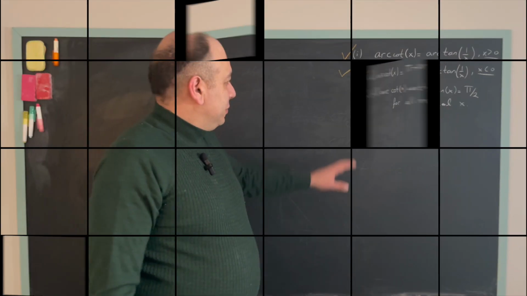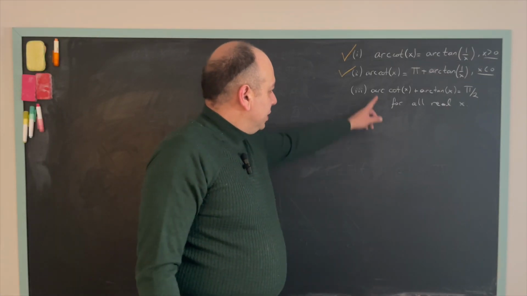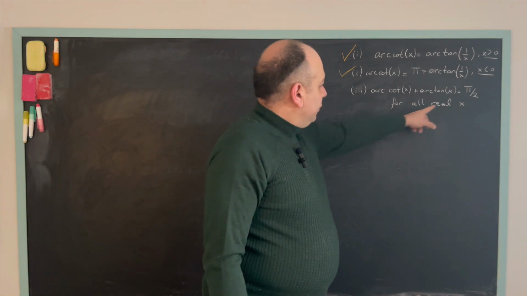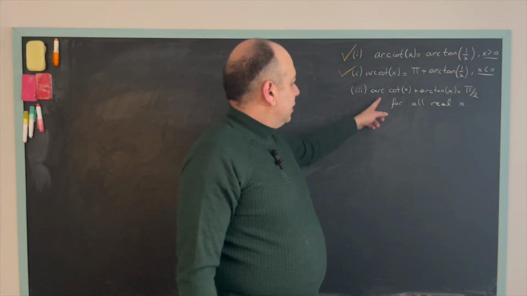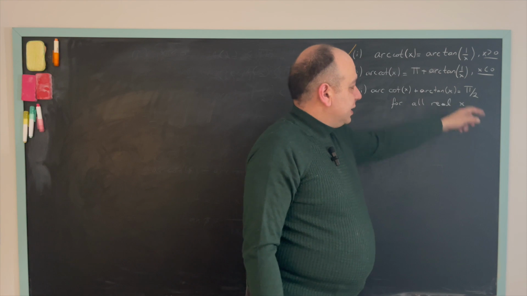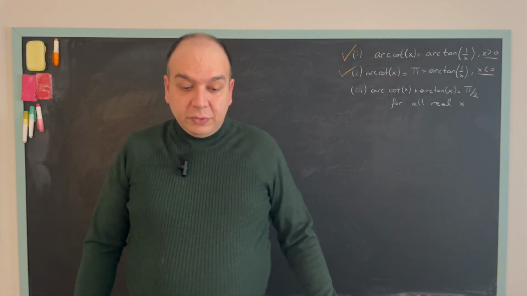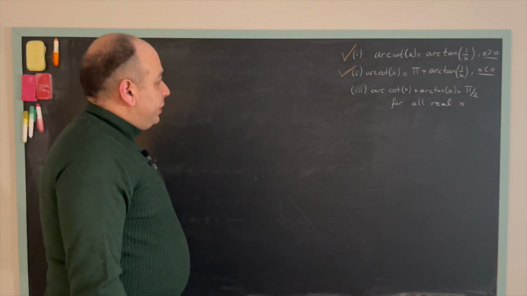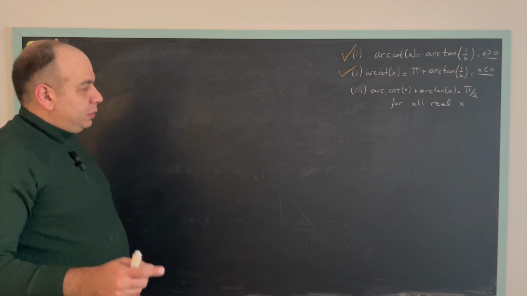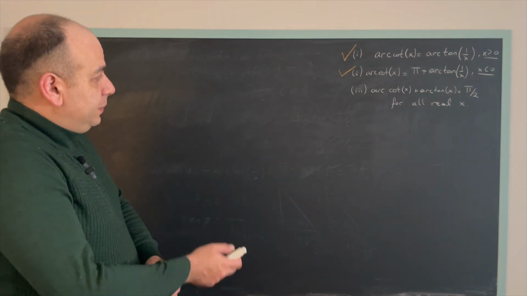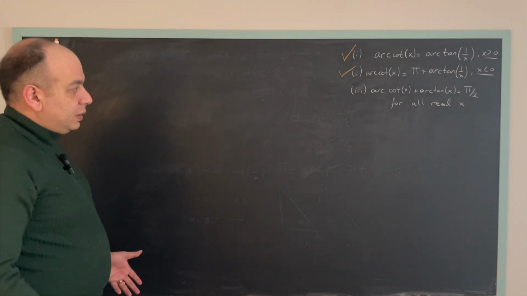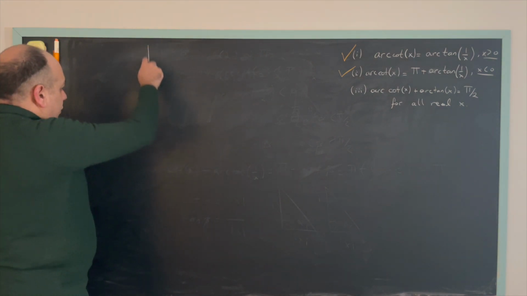Let's move on. Now we want to solve the third question. It says for all real values of x, arccotangent x plus arctangent x is equal to pi over 2. So we want to show that. Before we move on, I want you to remember the arccotangent and arctangent functions.